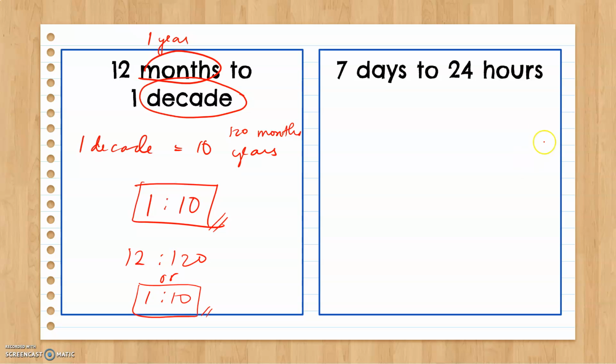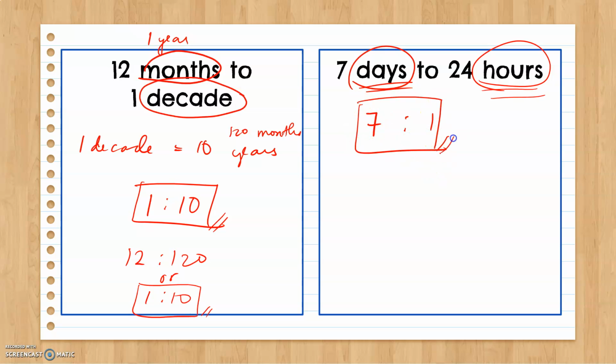And for the last example, we have 7 days to 24 hours. This time, we are given days to hours. So again, just like what we had earlier, we have to change one of these units to make them the same. Since 24 hours make a day, let us convert 24 hours into 1 day. So we will have 7 days is to 1 day, and it's already simplified.